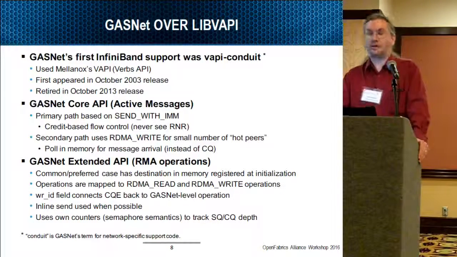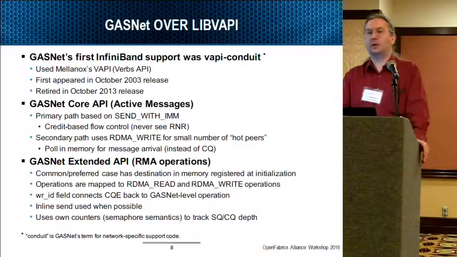And the work request ID field gives us a nice way to map the completion queue entry back to our operation and track completion and things like that. So at the time, it was a relatively simple implementation. Things got more complex as we went forward, for instance, adding a little bit more code to use the inline send as an optimization when it was available.